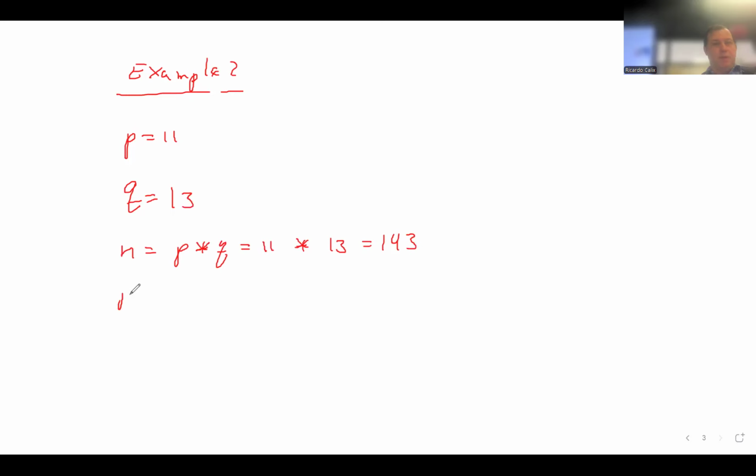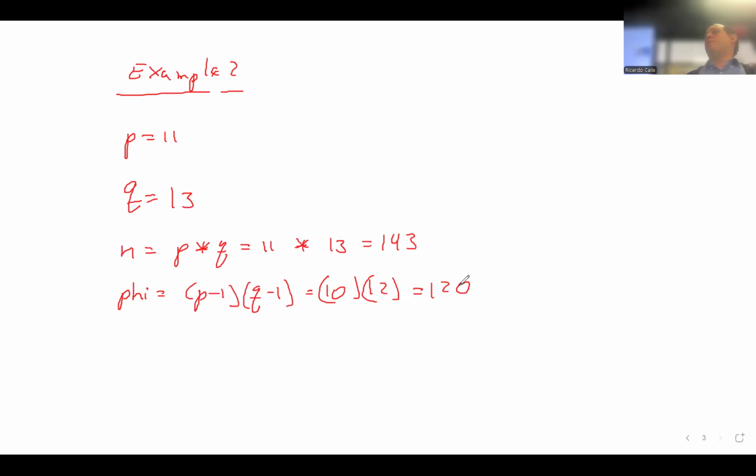Okay, then we have phi. And that's going to be P minus 1 times Q minus 1. So this is going to be 10 times 12, which is 120. All right. So now, how do we get E?